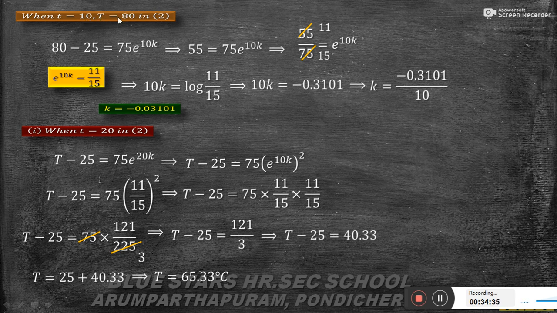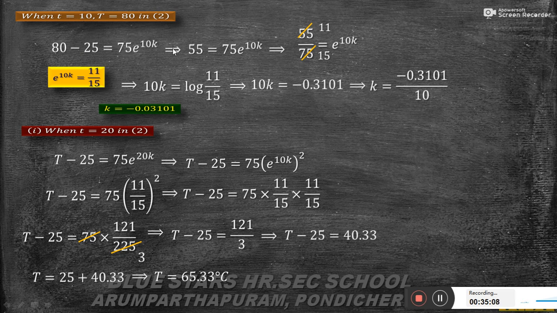So again, the water temperature I take as capital T. Here I take it after 10 minutes, and 10 minutes represents the time. So I take t equal to 10 and capital T equal to 80 in equation number 2. So I substitute 80 for capital T. The equation is T minus 25 equal to 75 e power kt. So I substitute capital T equal to 80 minus 25 equal to the next term, 75 into e power, the small t value, 10k.